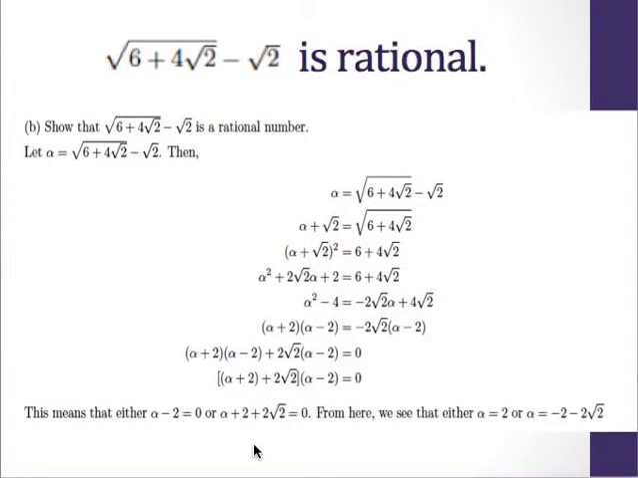So this means that either alpha minus 2 equals 0 or alpha plus 2 square root of 2 equals 0. So from here we see that either alpha equals 2 or alpha equals negative 2 minus 2 square root of 2.